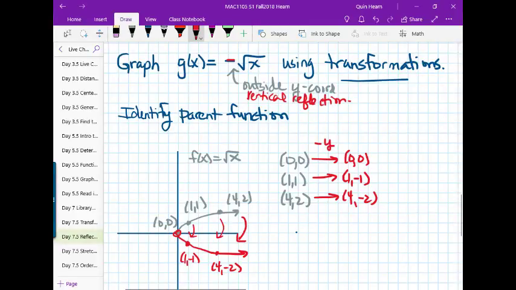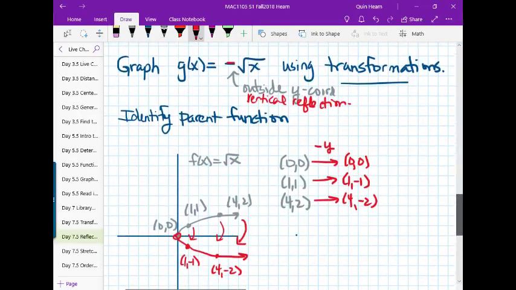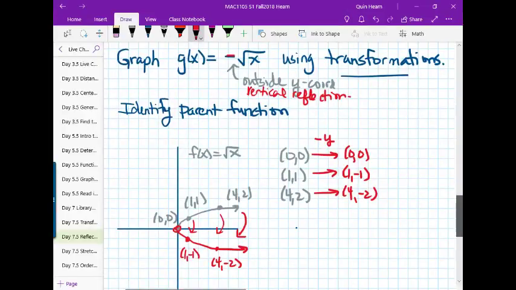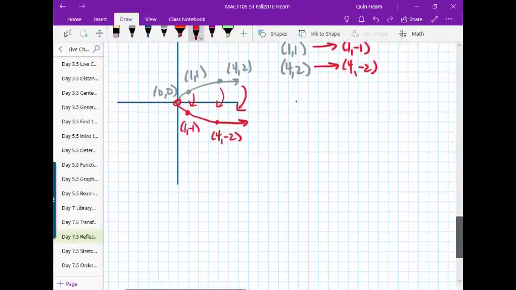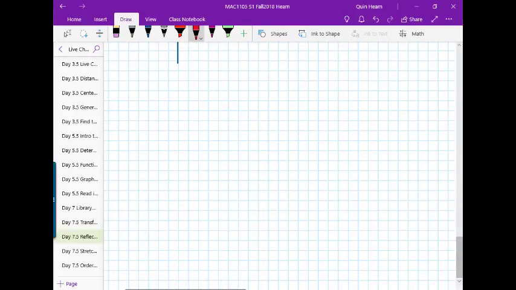Okay, now what would happen if that negative were inside of the radical? We actually graphed this one in class last time, or one like the following problem. What if we had, for example, to graph f of x equals the square root of negative x.